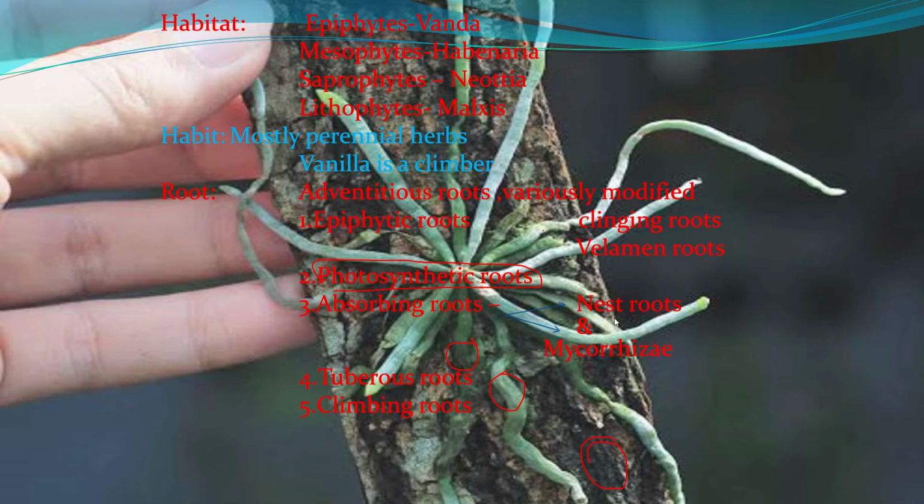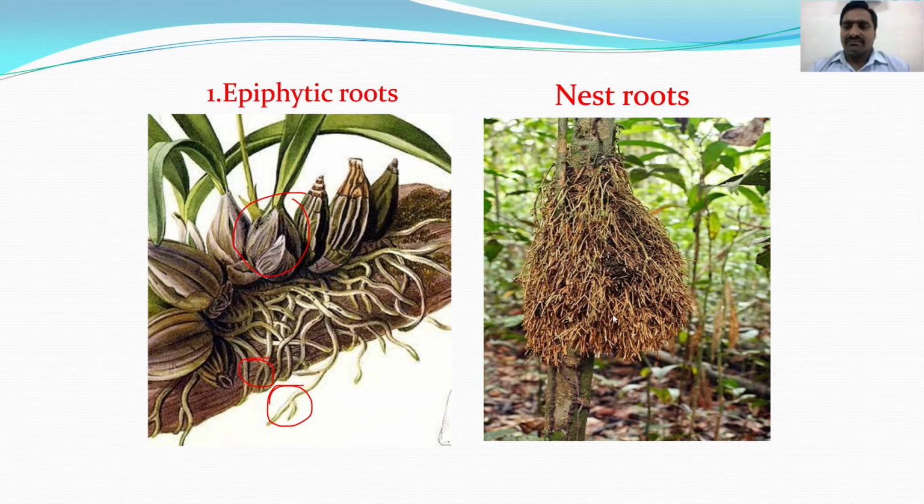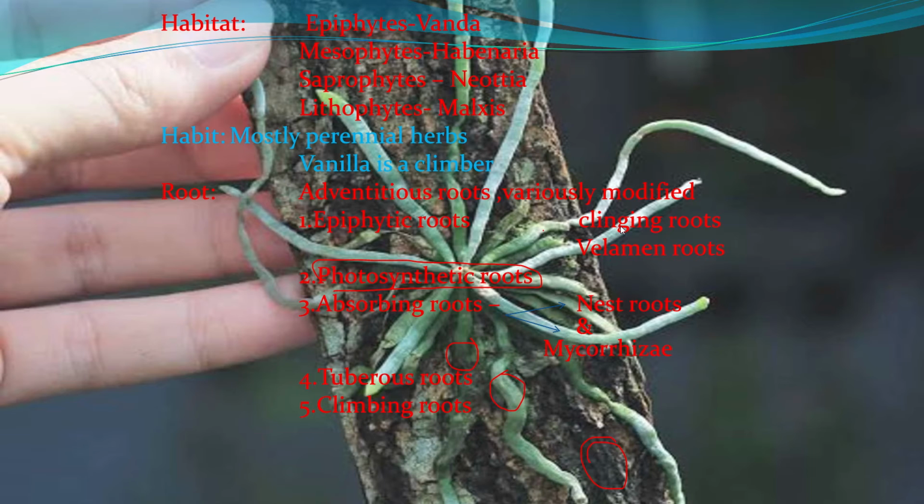These are again two types, nest roots and mycorrhizal roots. These are the nest roots, just like a bird's nest. They absorb moisture and also some organic substances from the atmosphere. These roots are called nest roots. In some species, they are associated with fungi. They are called mycorrhizal roots. These two types of roots are present in absorbing roots.